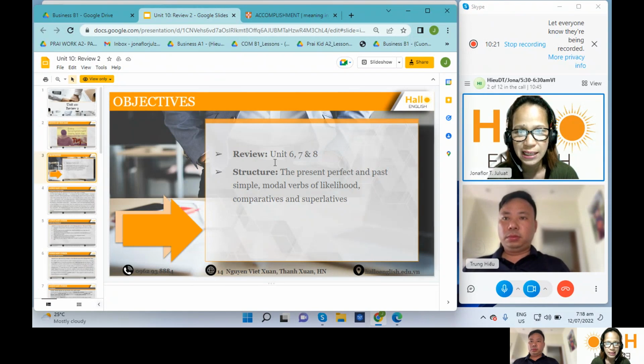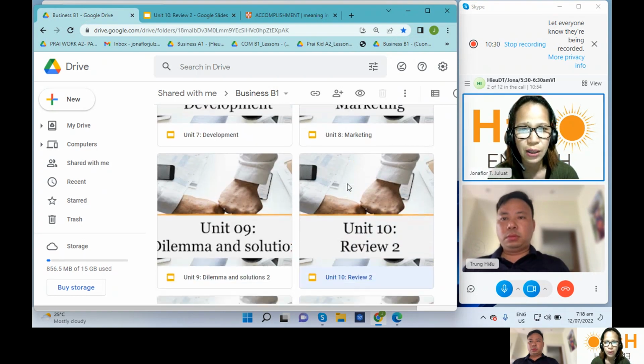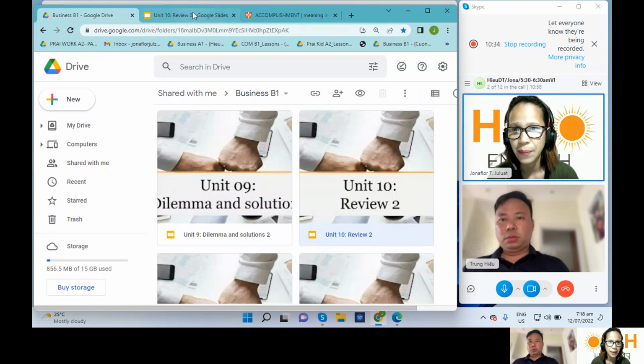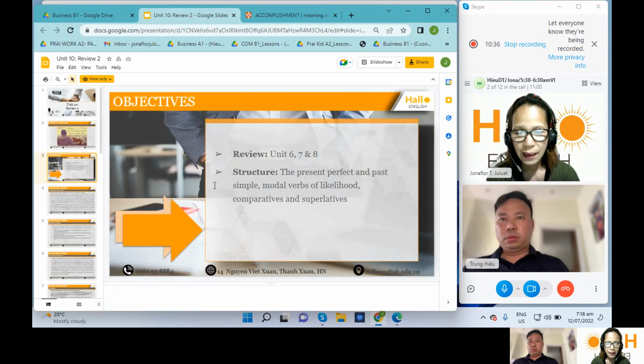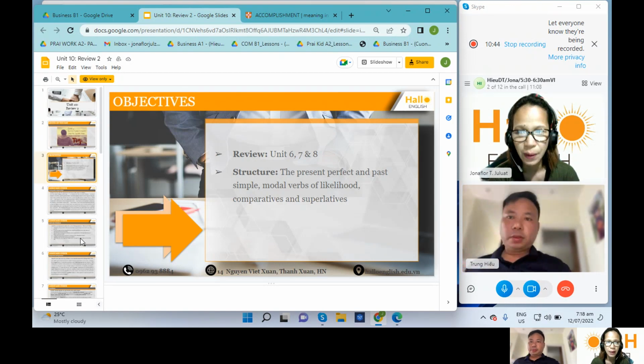So in this lesson, we will review Unit 6, Unit 7, and Unit 8. Unit 6, pay, Unit 7, development, and Unit 8, marketing. Okay, we will review this topic. And let's learn some structures: the present perfect and the past simple, modal verbs of likelihood, comparatives, and superlatives.